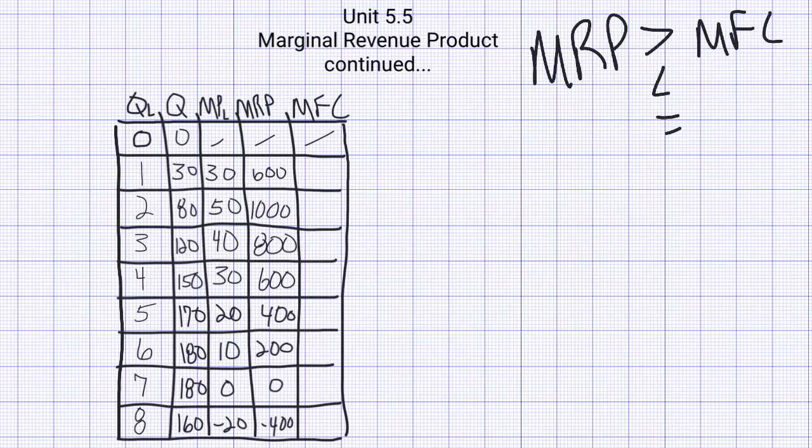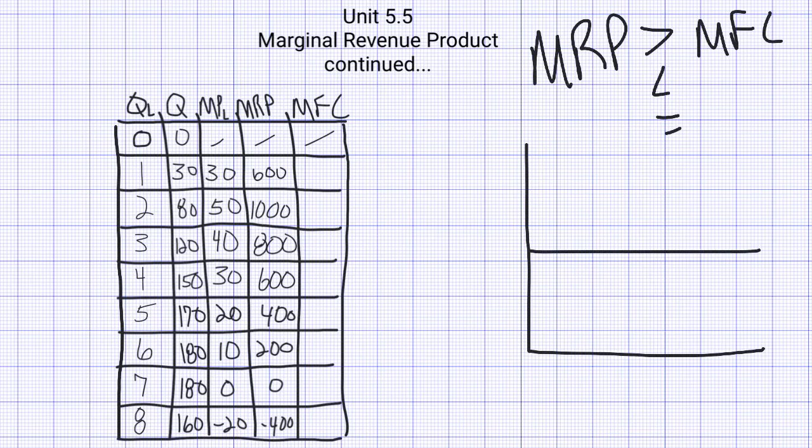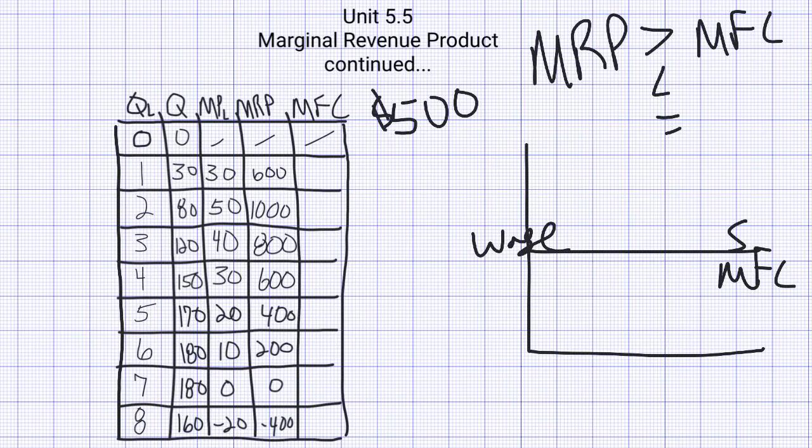So MFC is the wage. It's how much we have to pay. And we talked about what that looks like. If we have a simple graph like this, we said that this supply curve is the same as the wage, and that's the marginal factor cost. So it's just constant since we're imperfectly competitive. In this market, we're going to say that the wage is $500 a week. So we're just going to say we pay $500.